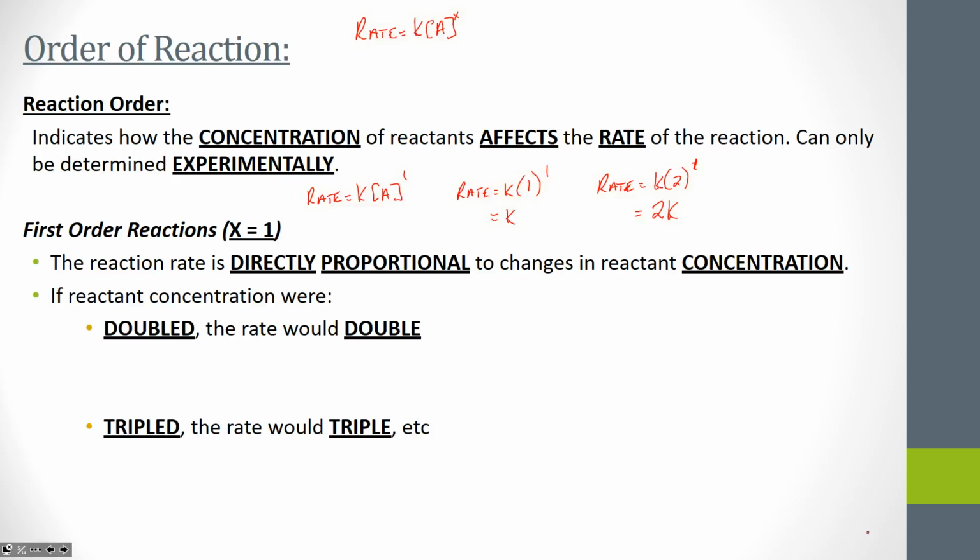If I triple the concentration, so I'm going to go rate equals K times 3 to the power of 1. Well, 3 to the power of 1 is 3 times K is 3K. So I tripled the rate, and so on and so forth. So a first order reaction is one where whatever you do to the amount of reactants, the exact same thing will happen to the rate. So if I put in 10 times more stuff, the reaction will go 10 times faster. That's what makes it first order.